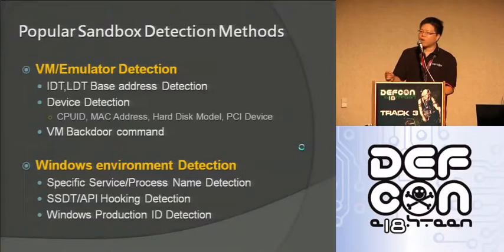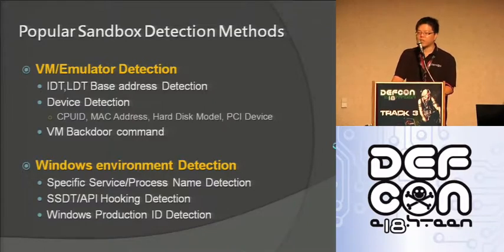Now we will also talk about how they fight against sandboxing environments, and how they can detect whether they are in a sandboxing environment or not. These are the approaches that they use. The first one is how they can detect whether they are inside a VM or emulator environment. Usually, one approach is that they check the base address of the IDT and LDT, because on a normal machine, the IDT and LDT address starts with A something. If it's not starting with this address, then it's probably in a VM environment.